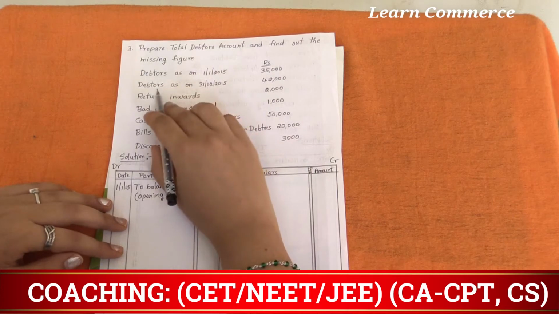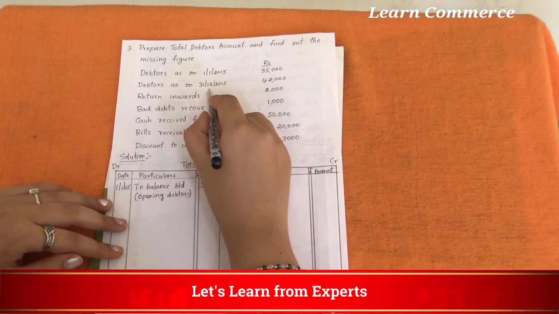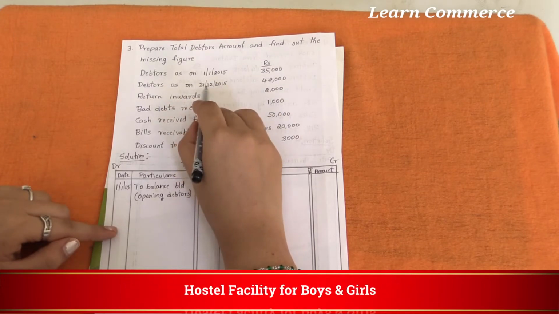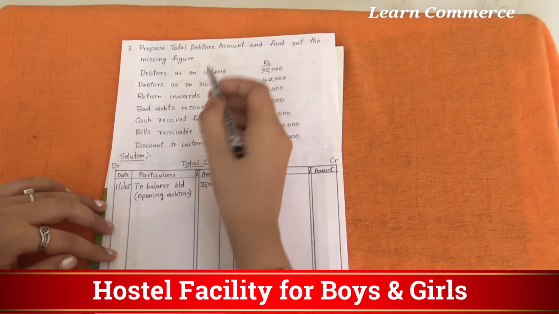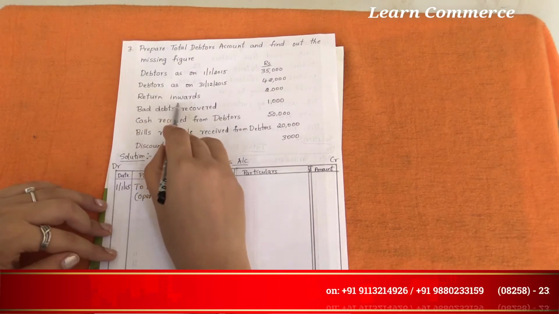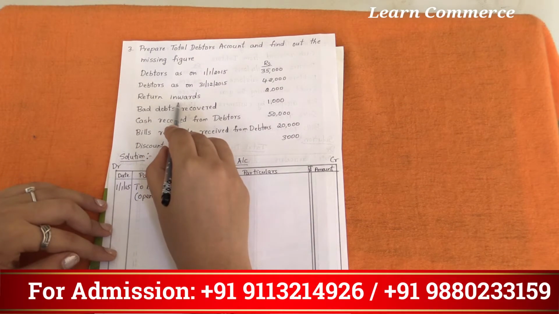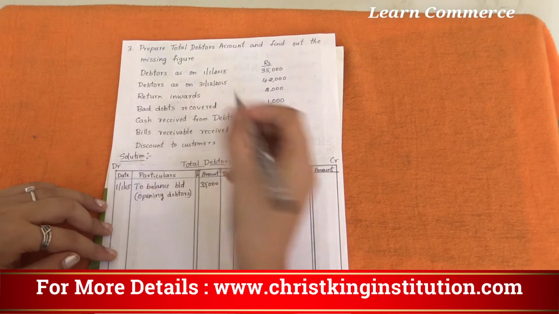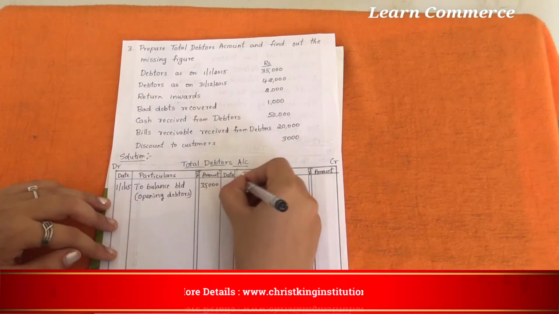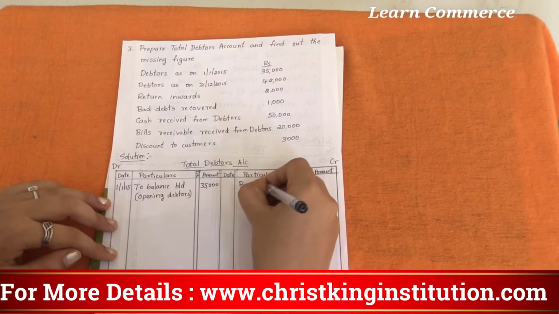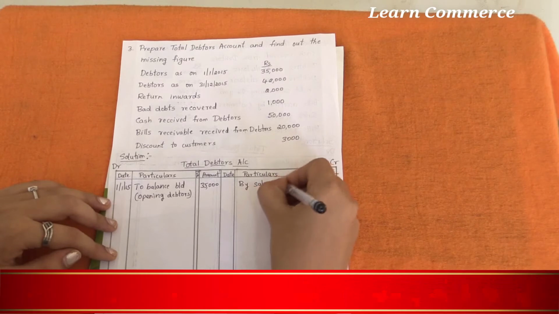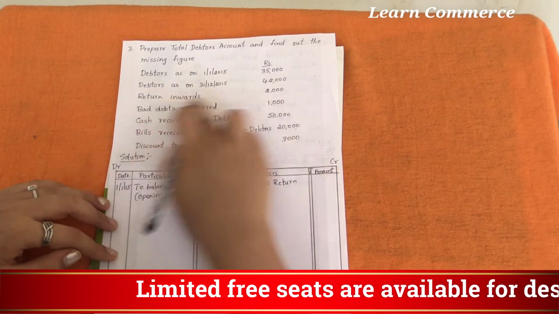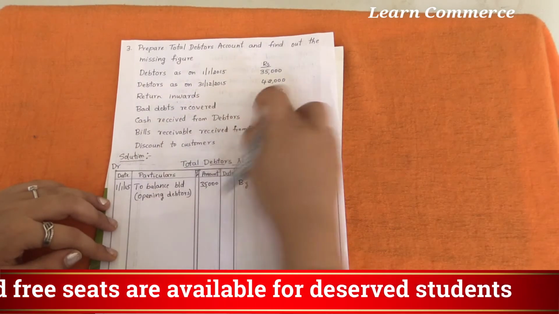Okay. Next one, debtors as on 31st December 2015. This is the closing debtors. We should write it at the end. Okay. Next one, return inwards. Return inwards is nothing but sales return. Sales return we should record in the credit side by sales return. Amount is 2,000. Sales return, that is 2,000.